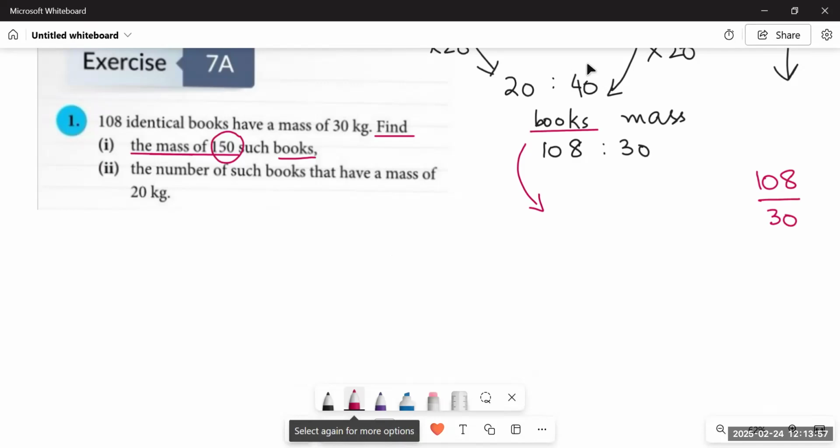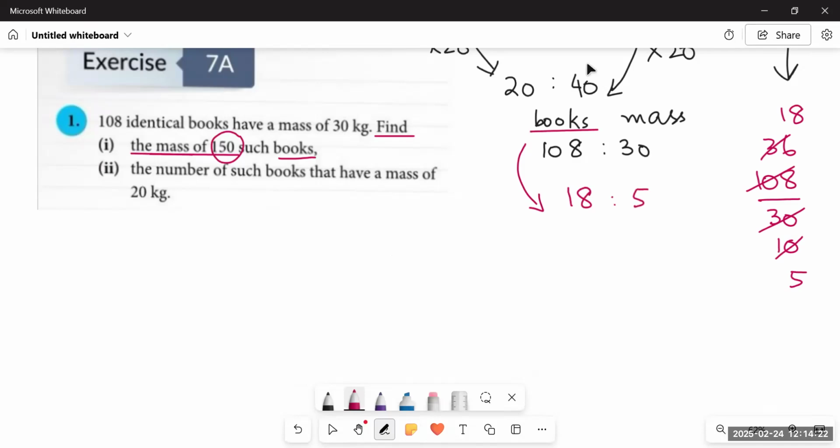Now I can see that 108 and 30 can be simplified with 3. So I'll simplify them with 3. 3 tens are 30. 3 sixes are 18. 3 threes are 9. I can simplify it further since both are even numbers. 2 fives are 10. 2 eighteens are 36. So it becomes 18 ratio 5.